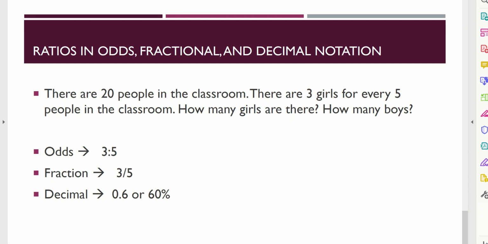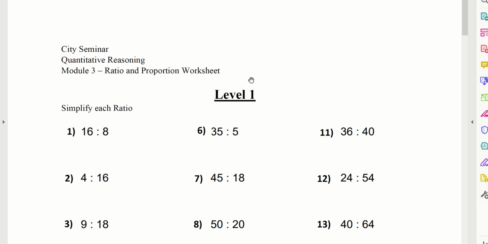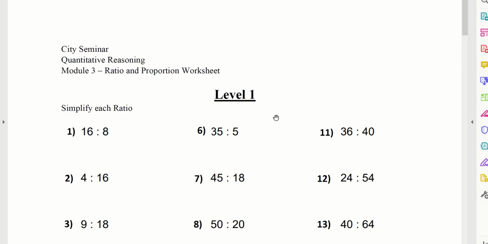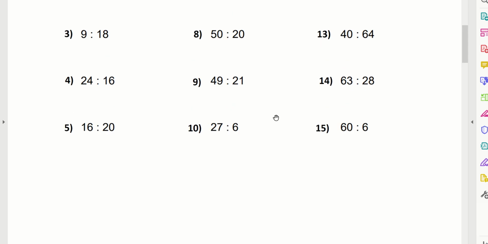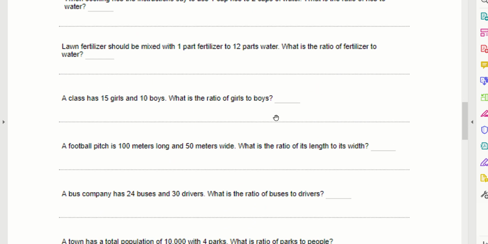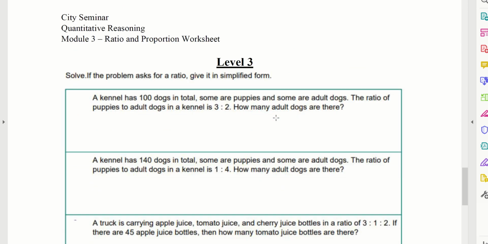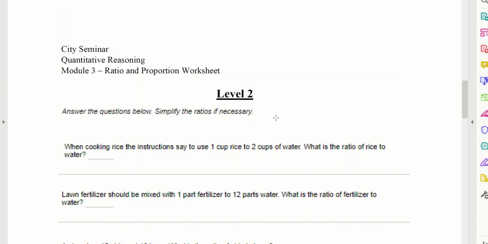Now, that goes for the mini lesson. Let's go over to the worksheet. So you click right here, ratios, proportions, worksheet. This opens up this worksheet right here. And like always, there's going to be 3 levels. Level 1, click on this. Level 2, level 3. There are 15 questions for the first level, 8 questions for the second level, and 6 for the third one, right? So there are word problems as well.